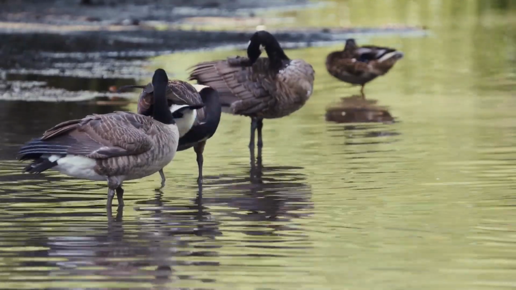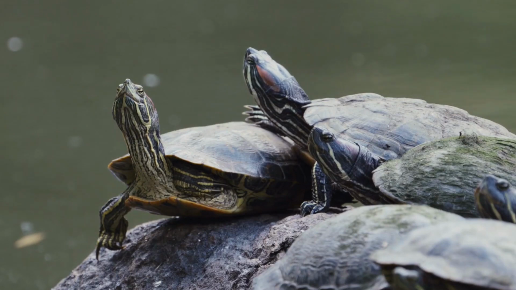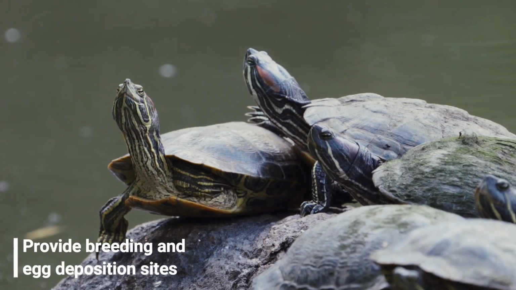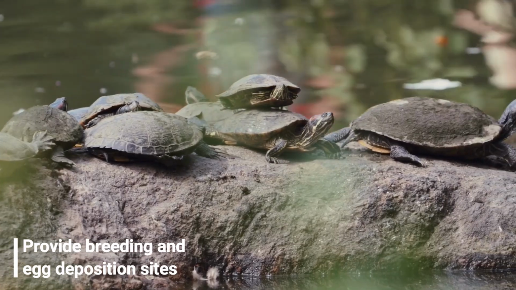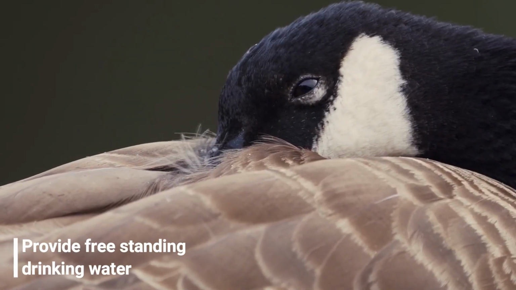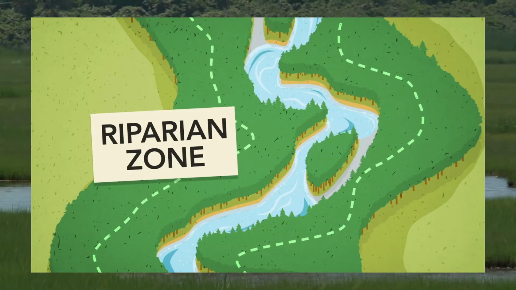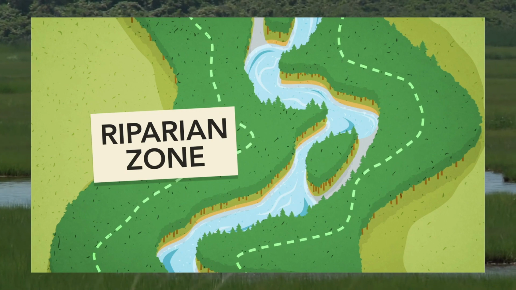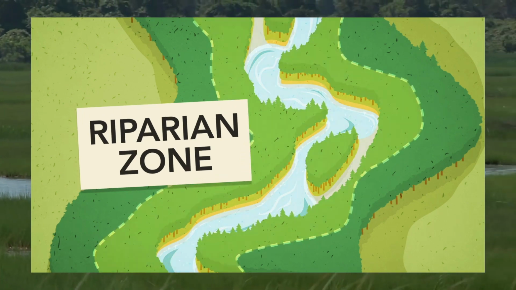Many animals require standing water for a portion or all of their life cycle, like amphibians that use them as breeding and egg deposition sites. Wetlands also provide freestanding drinking water for many wildlife species. Riparian areas adjacent to wetlands attract a diversity of wildlife because of their unique characteristics.